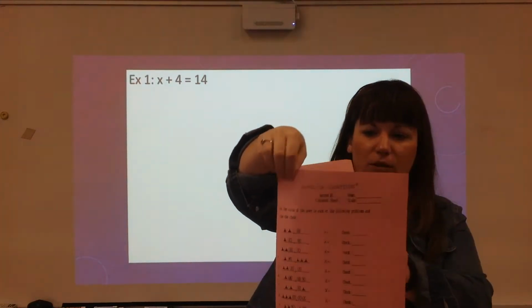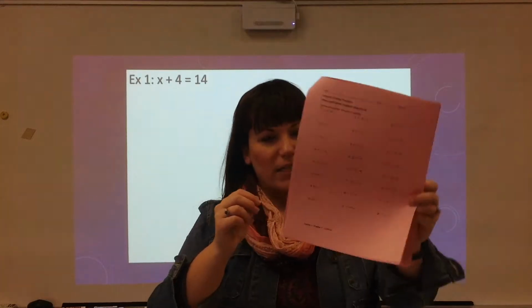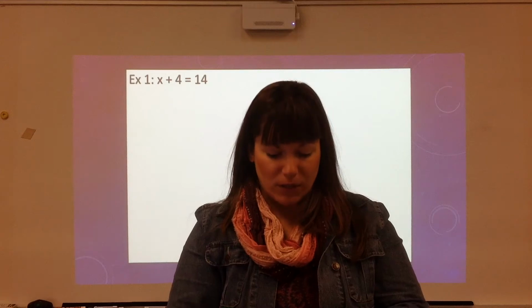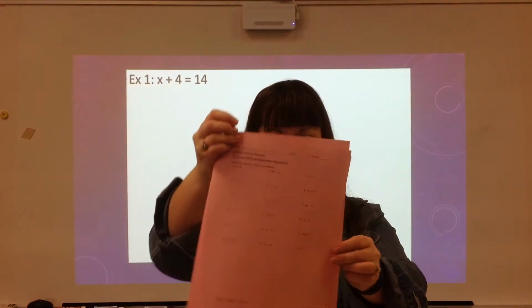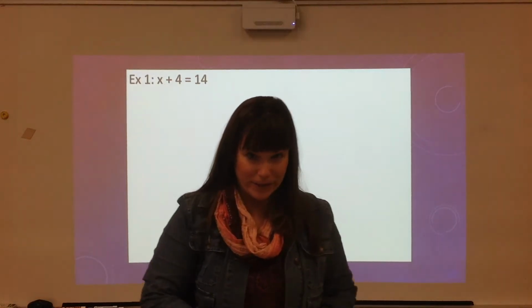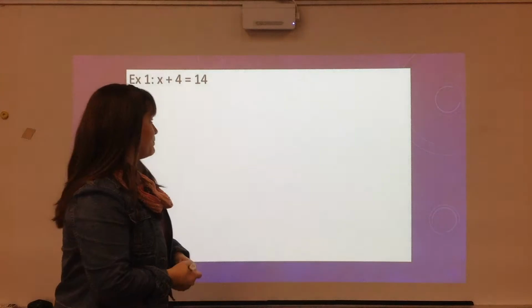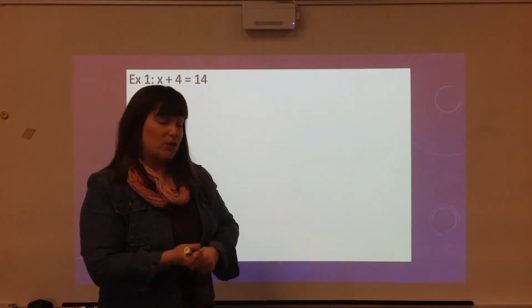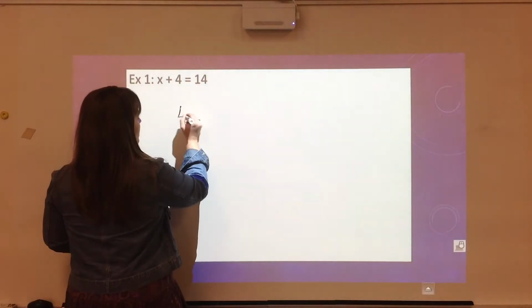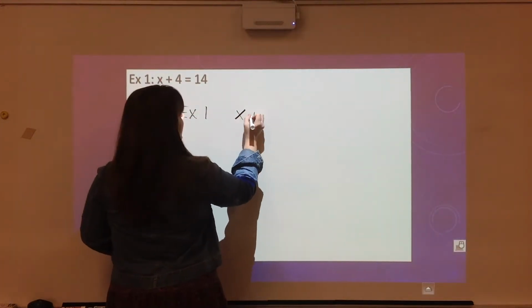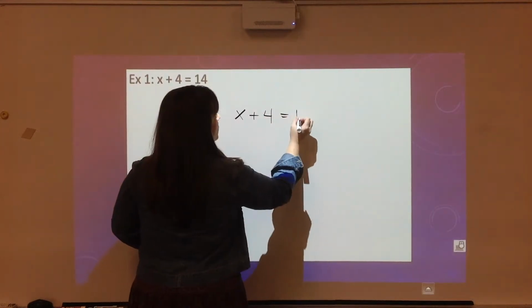If you go to the page called Lesson 2 Extra Practice, and then I'm also going to be pulling from Lesson 4 Extra Practice. So I want you to make sure you have that, because I'm going to ask you to pick your own examples from that sheet. I'm pulling from example 1. So in your notebook page, we're going to just label it example 1. And we're going to copy down the equation x plus 4 equals 14.